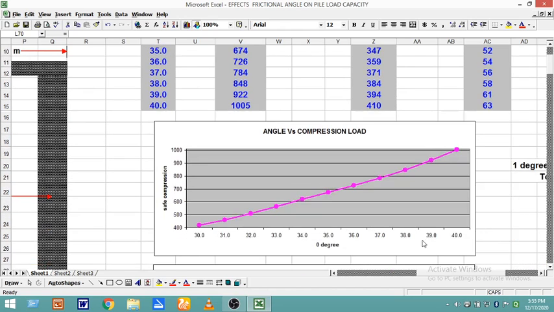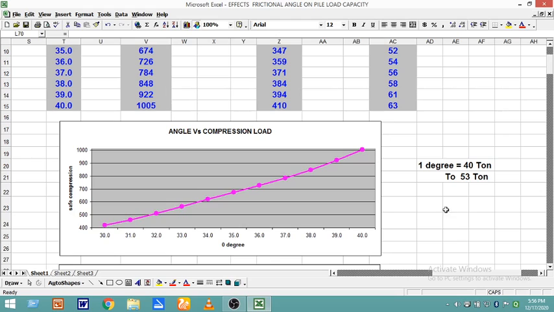So in this curve, please observe this curve. It is a very gentle curve, going straight upward without any sense of a break, because the end bearing portion is also there, and end bearing plus shaft resistance, both are there. So it is gradually increasing. If we consider this increment, a 1 degree variation up to 34 degrees is 40 ton. But if we consider the whole average curve, then the 1 degree variation is 53 ton. This is the total variation.